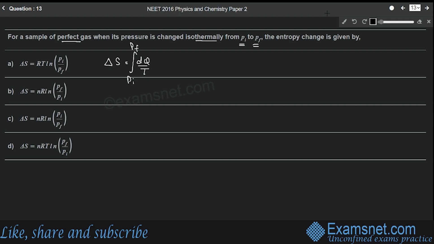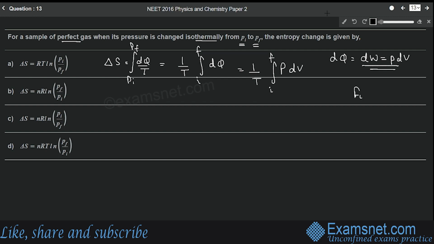Now we know that temperature is constant, so it can be taken outside. Here we have dq, initial pressure and final pressure. Now we know that change in heat is equal to change in work done. Okay, so dq will be equal to dw and change in work done will be equal to pdv. If you know the basic concept of thermodynamics, you can understand why dw is equal to pdv. Okay, now let's put this value here. It will be equal to 1 by T integration of P dV, and the limit is initial and final pressure.